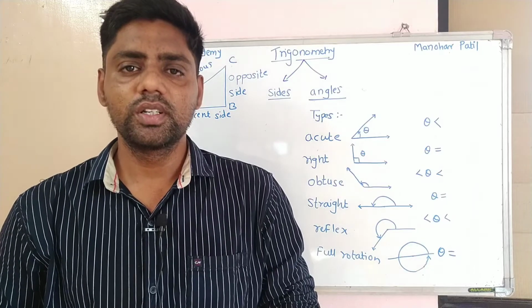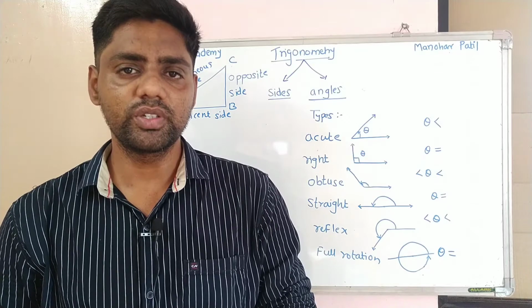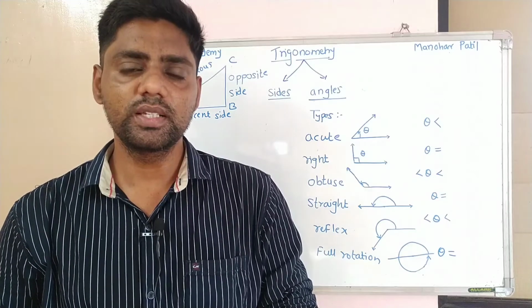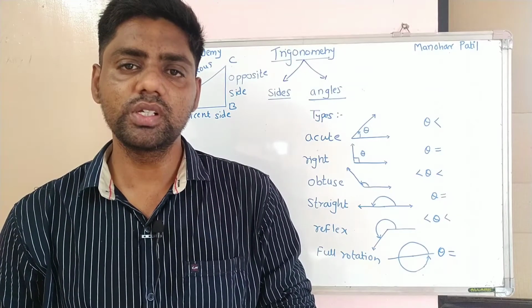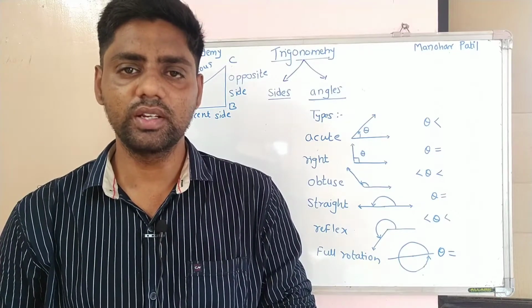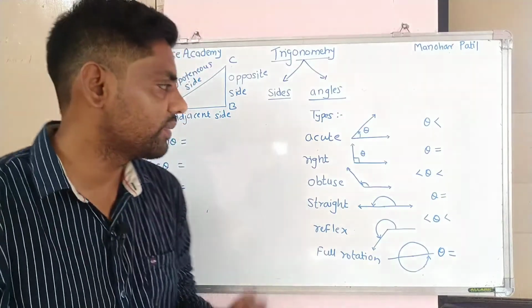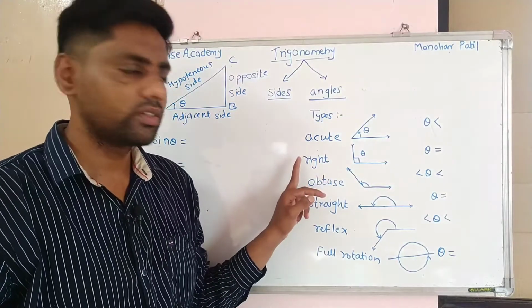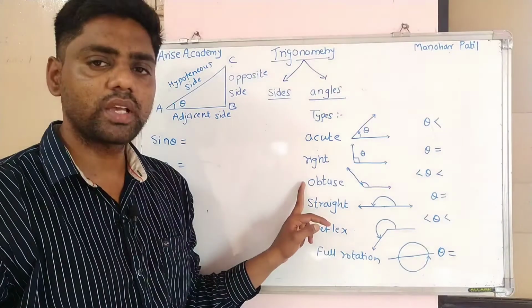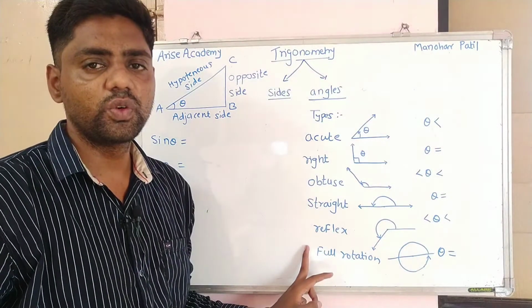Dear student, today we learn about trigonometry. What is meant by trigonometry? Trigonometry is a branch of mathematics which deals with the study of sides and angles of a triangle. So, what are the types of angles? The first type is acute angle, then right angle, obtuse angle, straight angle, reflex angle and full rotation.